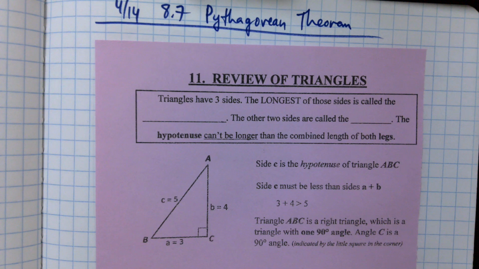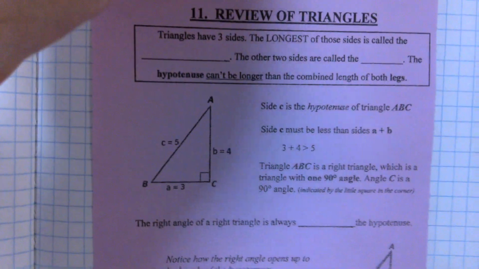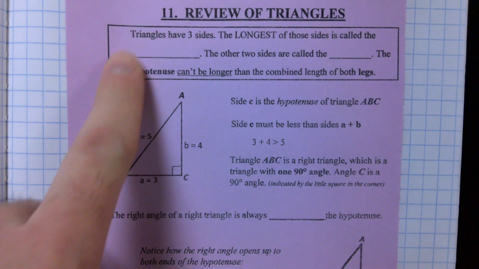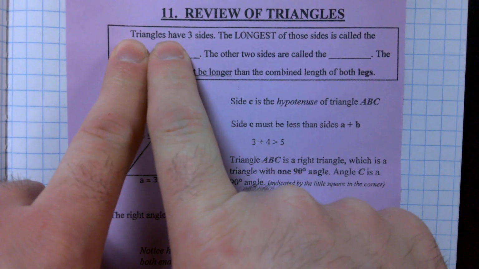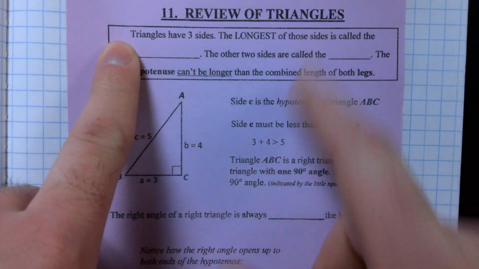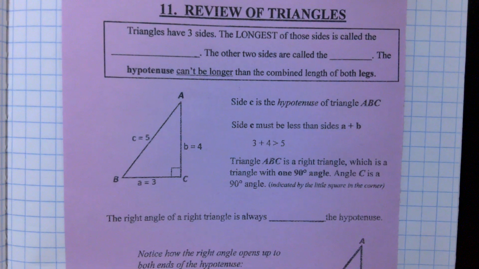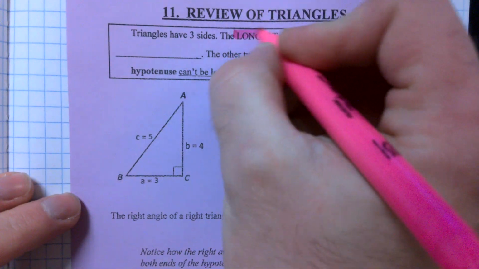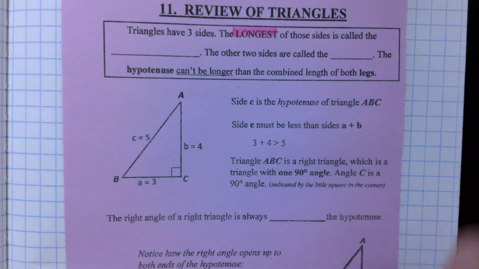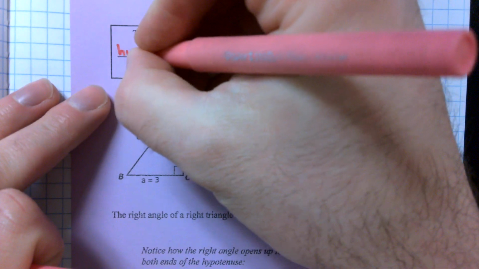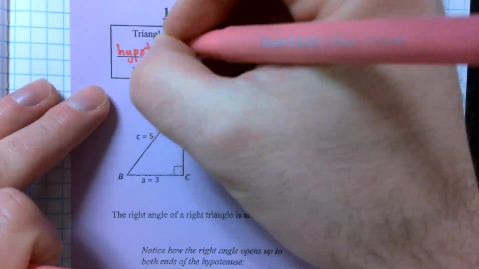So what we're going to be looking at today is just right triangles. We're going to narrow in our focus here on just right triangles, okay? So just some beginning stuff out of the way. We all know triangles have three sides, but what we may not know is that the longest of those sides, the longest side of a triangle, is called a hypotenuse.